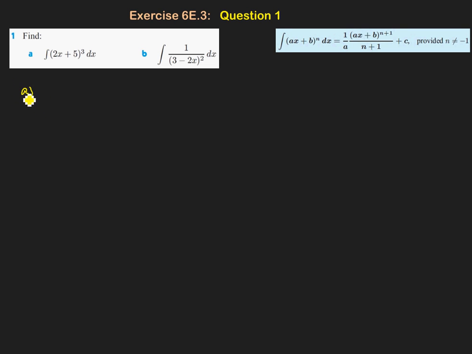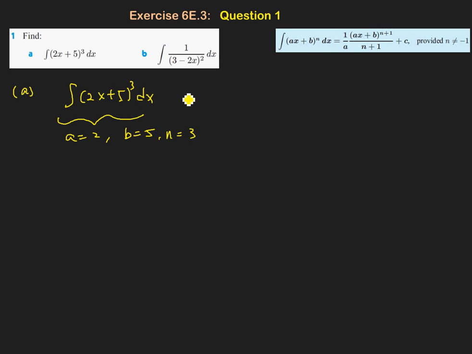Let's work with A here. First we need to identify A, B and the N. But firstly, it's very important that the N, the exponent, is not equivalent to -1. Otherwise, this formula will not work. So if you look carefully, the A here is 2, the B is 5, and your N is 3.